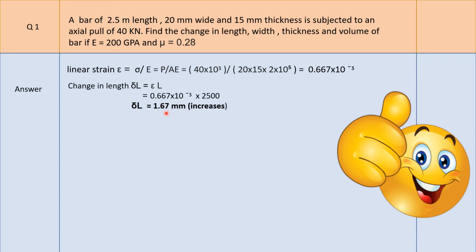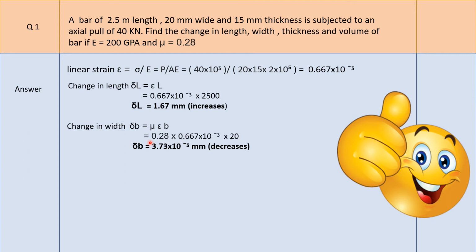Now let us calculate change in width and thickness. Now the change in width, delta B is equal to, first we will find out width and then we will find out the thickness. For the change in width, we will be using the formula delta B is equal to mu into epsilon, linear strain, into B. Mu into epsilon is the lateral strain. So mu substitute value 0.28, epsilon here we have calculated, this is 0.667 into 10 raised to minus 3. B width given is 20, substitute it as 20.